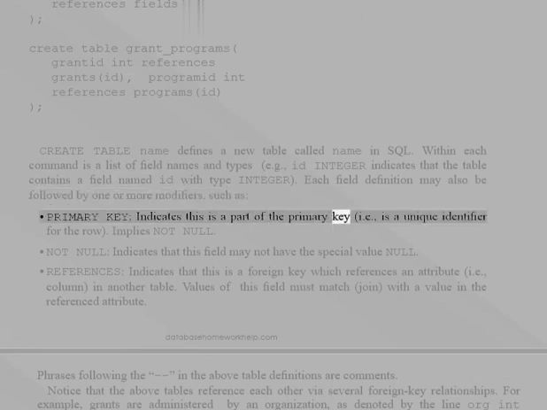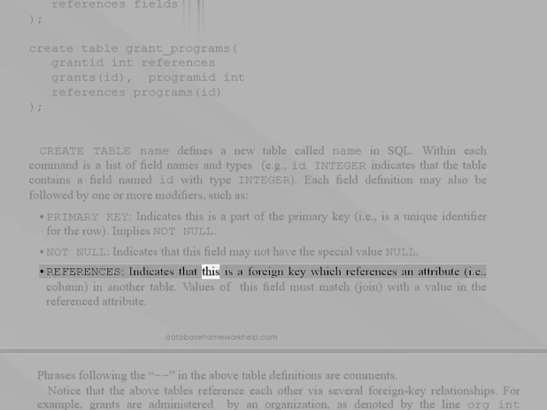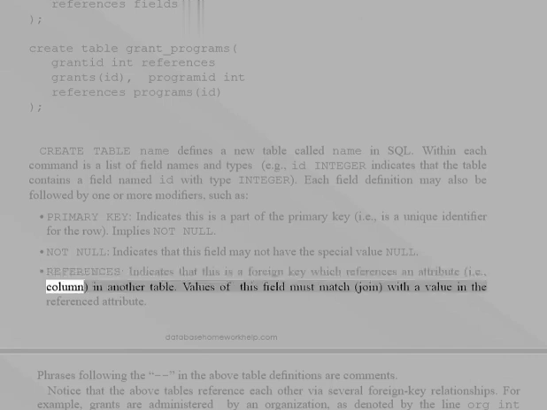Each field definition may also be followed by one or more modifiers. Primary key indicates this is a part of the primary key, i.e., is a unique identifier for the row, and implies not null. Not null indicates that this field may not have the special value null. References indicates that this is a foreign key which references an attribute, i.e., column, in another table. Values of this field must match, join, with a value in the referenced attribute.